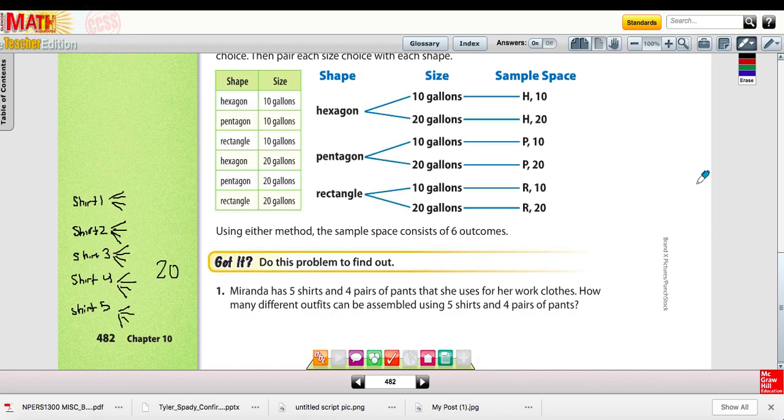So for Got It, number 1 at the bottom of page 482, I've already started my tree diagram over here on the left. Shirt 1, shirt 2, shirt 3, shirt 4, and shirt 5 can all be paired with each pair of pants. So if I was going to really take my time, I'd write out pants 1, pants 2, pants 3, pants 4 for each one of those shirts. Okay, but once you start on the tree diagram, you quickly realize that there's a little shortcut. You can simply take 5 times 4 for a total of 20 combinations.